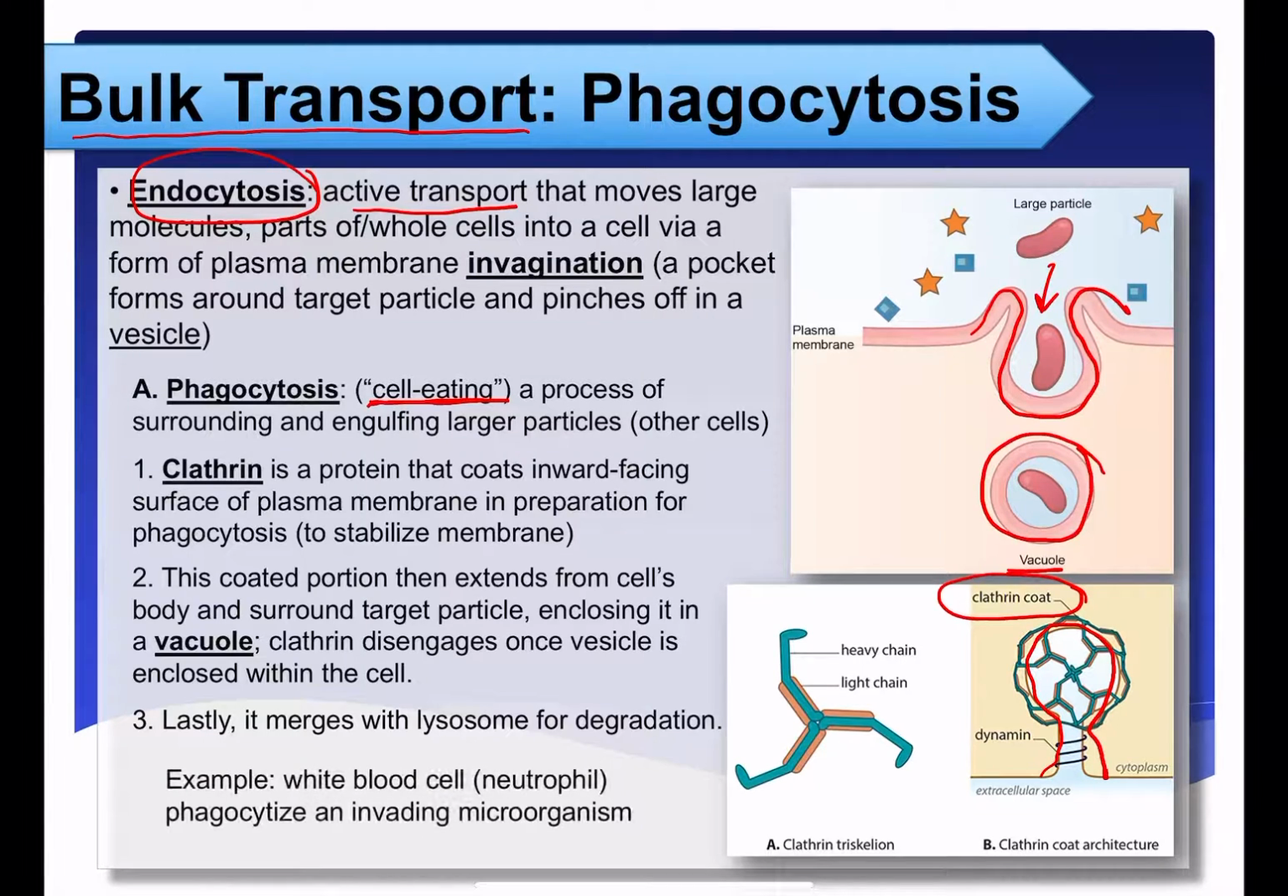One example of a cell that does phagocytosis is when a white blood cell eats a foreign organism. For example, if a bacteria has entered the cell, like I've shown you in the previous video, that shows you the process of phagocytosis, and I'll show you another video for that.